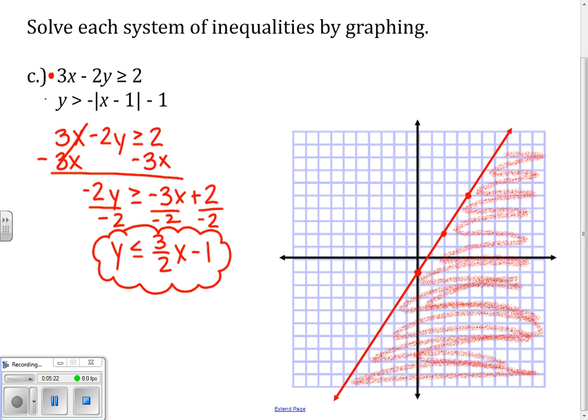The second inequality is all ready for us to graph. It's an absolute value. That absolute value has moved down 1, right 1, and has been reflected. So let's take care of the down 1 and right 1 first. Down 1 and right 1 puts my vertex right there in quadrant 4. Now that reflection means that instead of counting up and over, I'm actually going to count down and over.